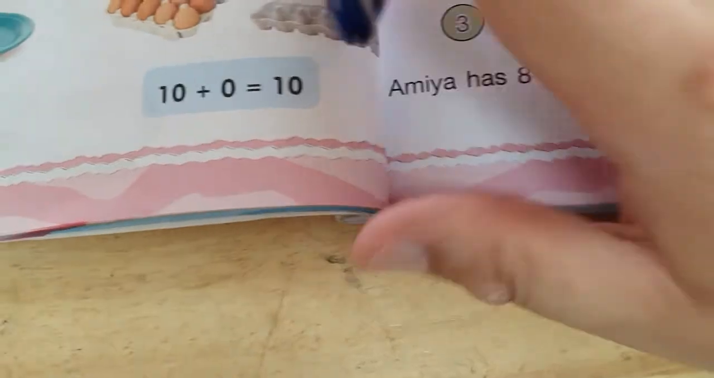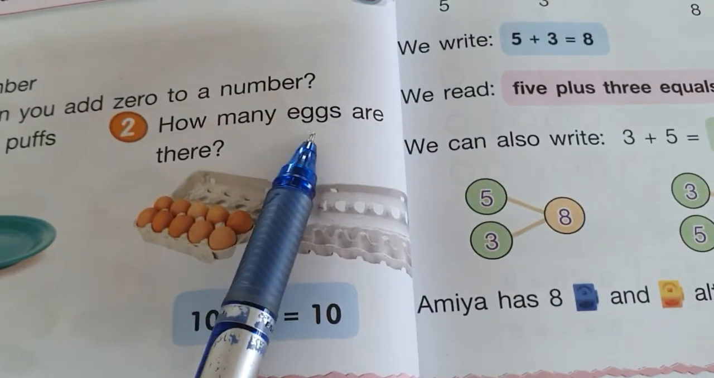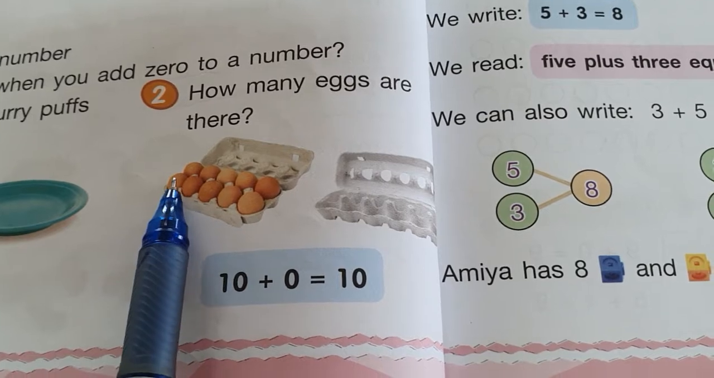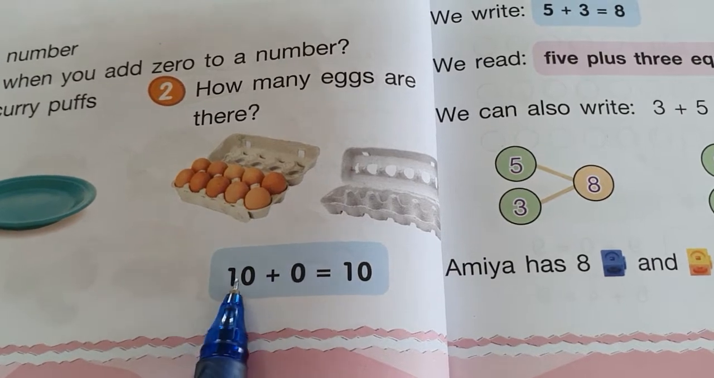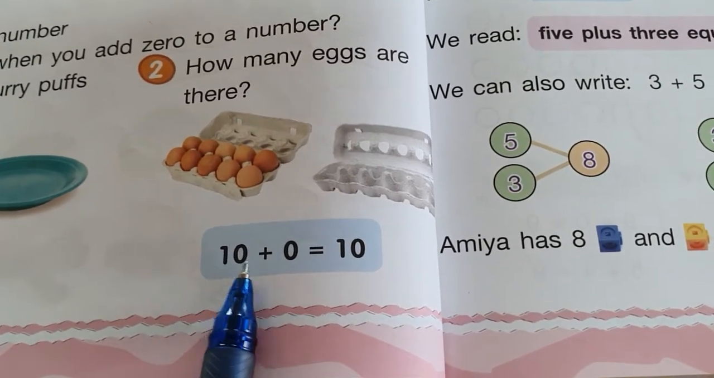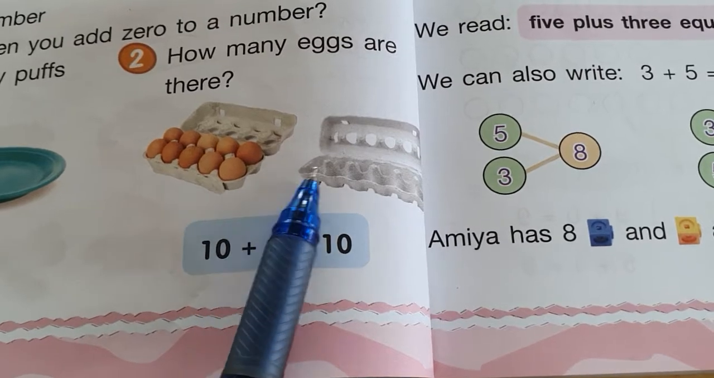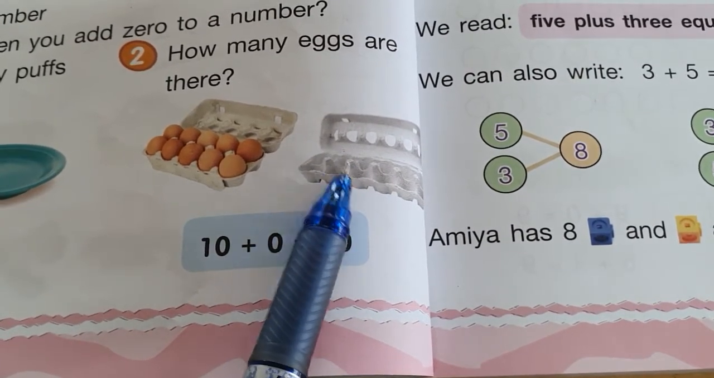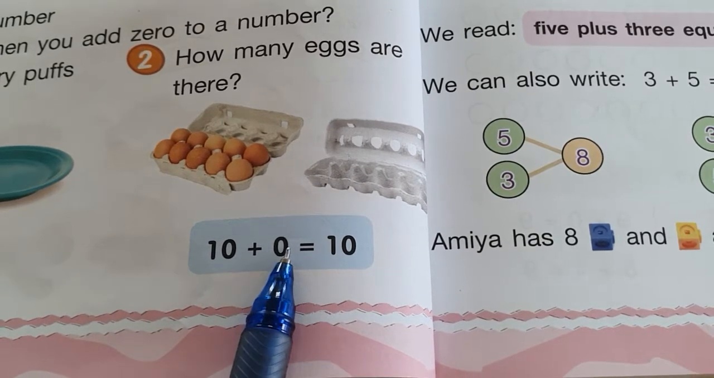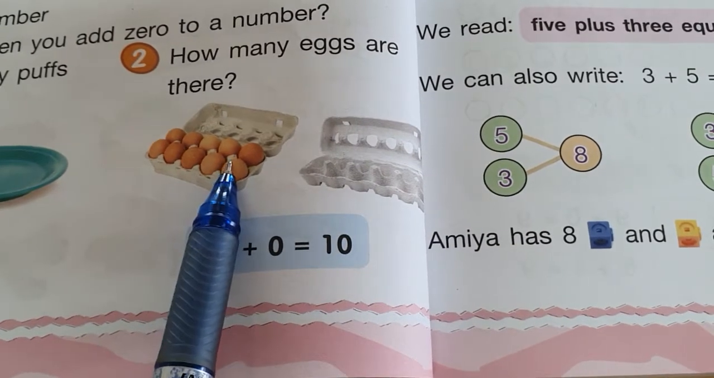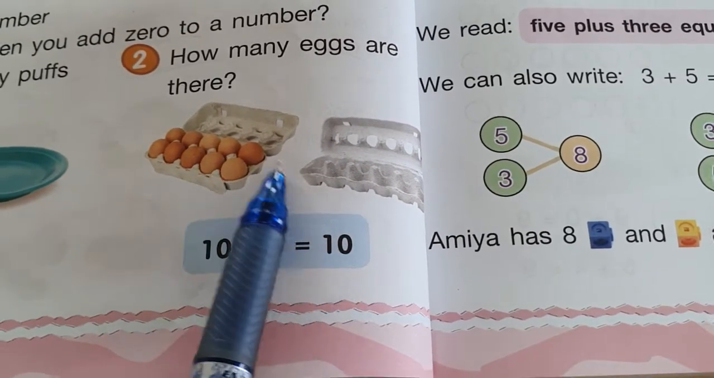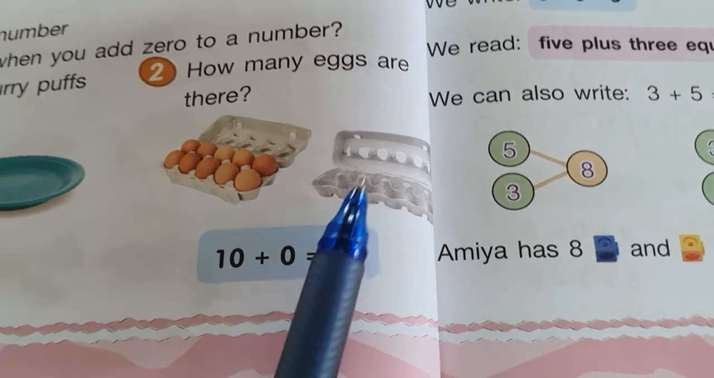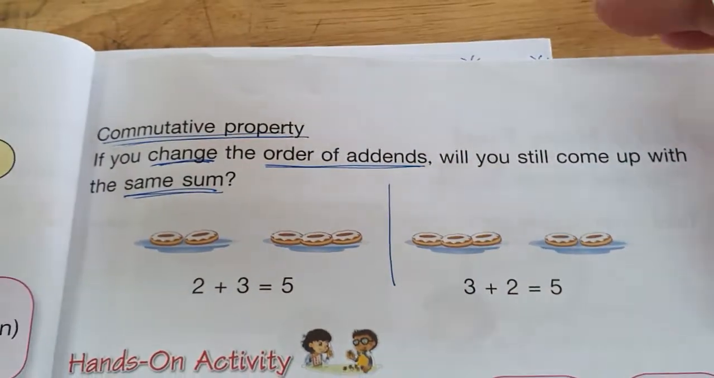Okay, then let's look at the eggs. How many eggs are there? Let's count them. 1, 2, 3, 4, 5, 6, 7, 8, 9, 10. So we write 10 when we write it in a number sentence. 10 plus 0. So we write 0 in the number sentence, and that put together with this equals 10. Yes, 10 plus 0 equals 10. Okay, good.